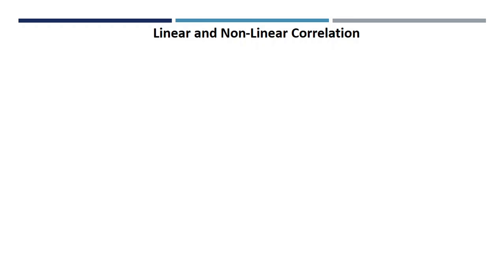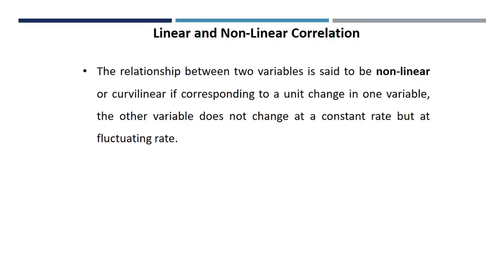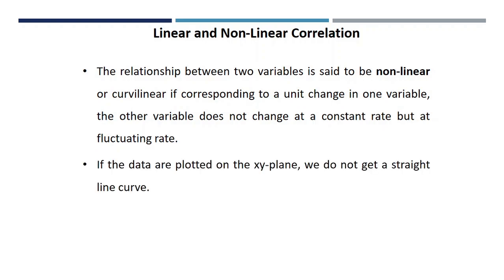The relationship between two variables is said to be non-linear or curvilinear if, corresponding to a unit change in one variable, the other variable does not change at a constant rate but at a fluctuating rate. In such cases, if the data are plotted on the xy plane, we do not get a straight line. So, mathematically speaking, a correlation is said to be non-linear if the slope of the plotted curve is not constant.